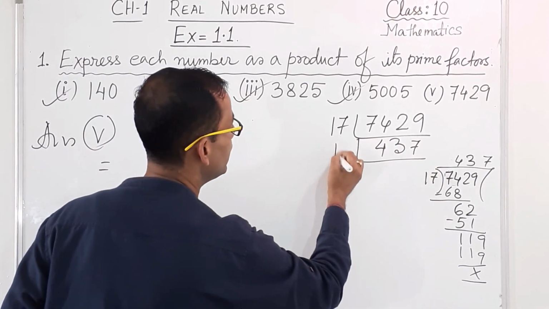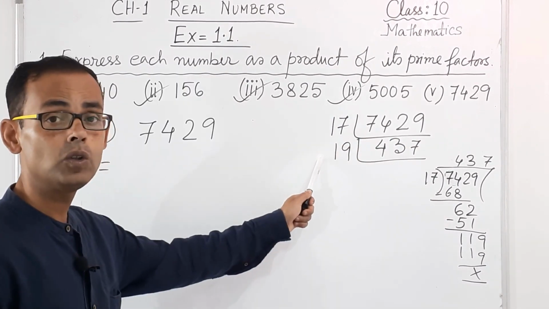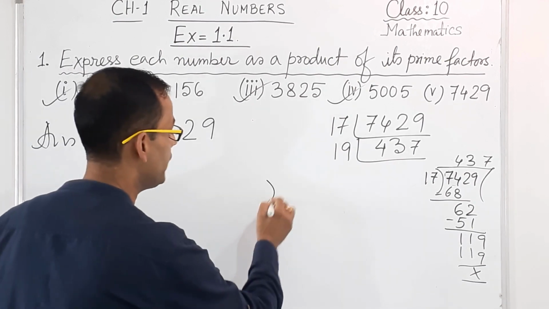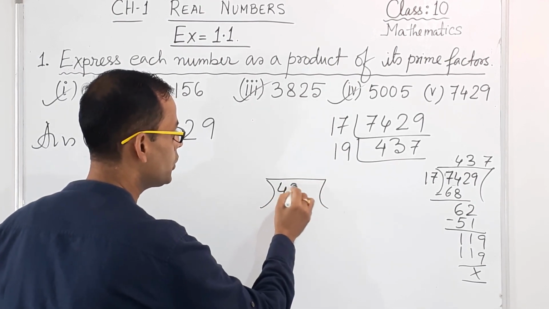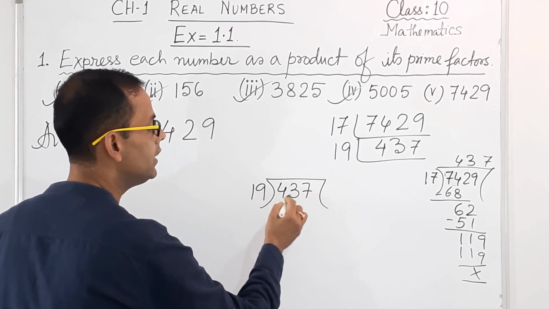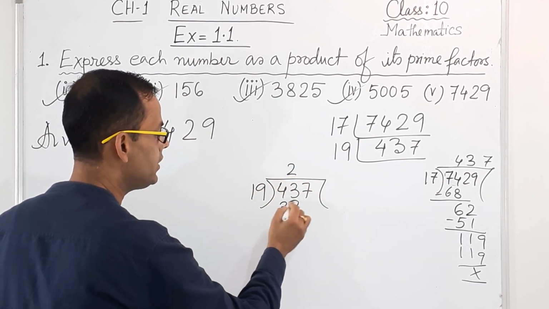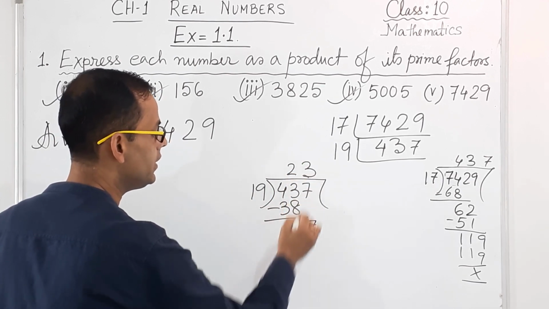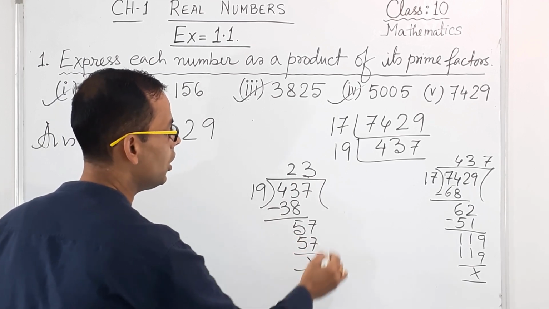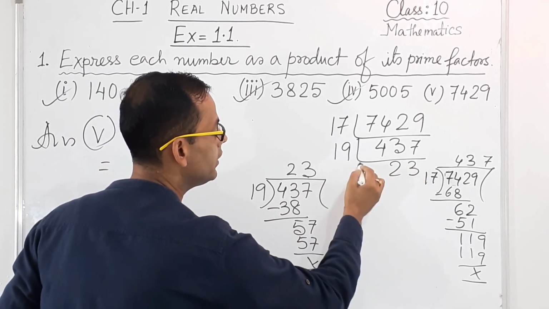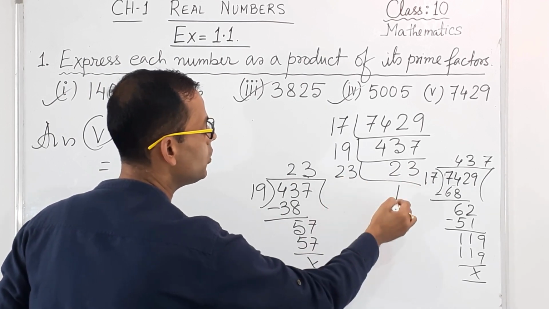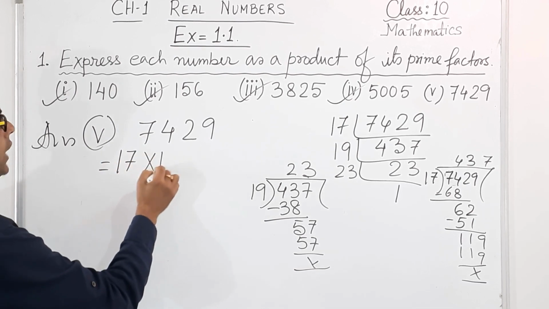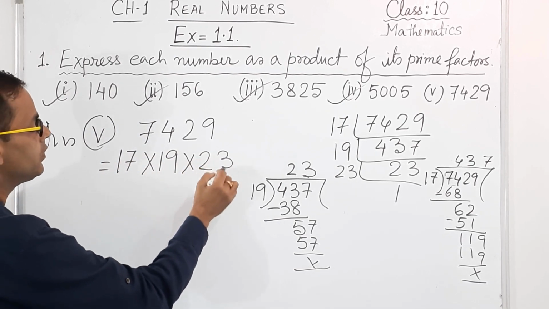Now 4, 3, 7 will go with what? It will go with 19. So this one will go with 19. Okay. So 19, how much are? So if I do the rough here, 4, 3, 7 and 19. 19 2s are 38. Then how much comes here? 5, 57. 19 3s are 57. So it will go with 23. And after that 23 1s. Clear? So what you get here? 17 into 19 into 23.